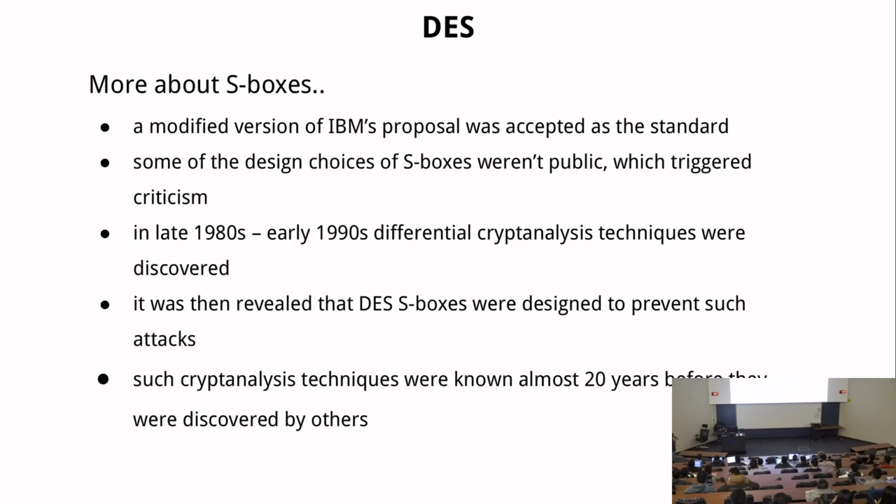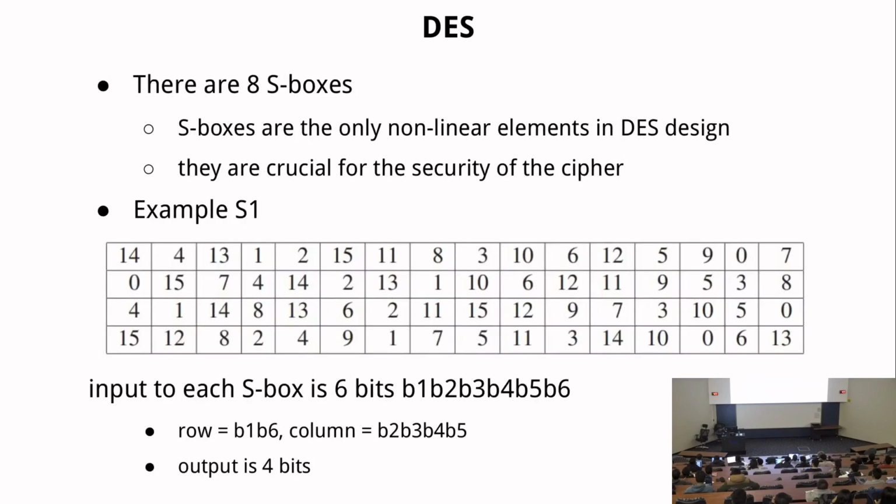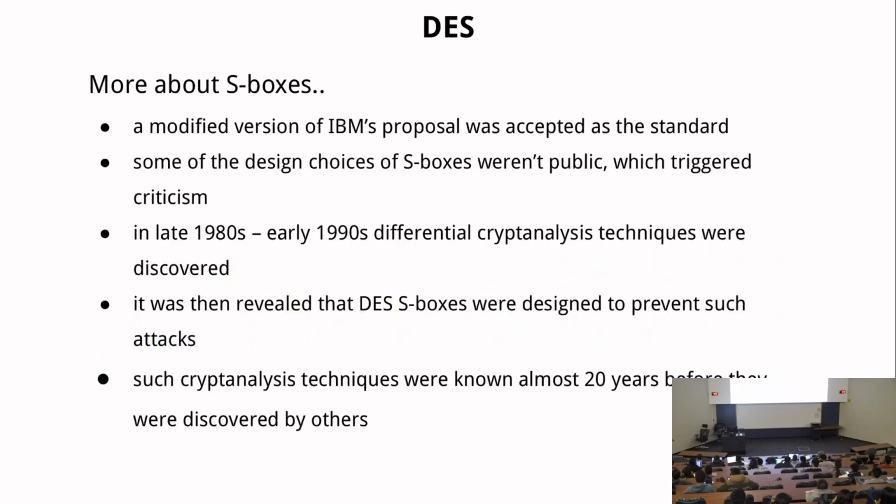However, it was found that differential analysis on DES was not easy, and people found out the S-boxes can actually prevent a lot of differential analysis. So this is very interesting. This was before differential analysis was publicly disclosed, which means maybe IBM or NIST already knew something about differential analysis before the public research literature did. Okay, so this happened multiple times in crypto history.